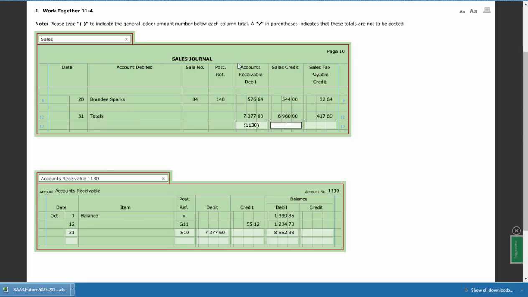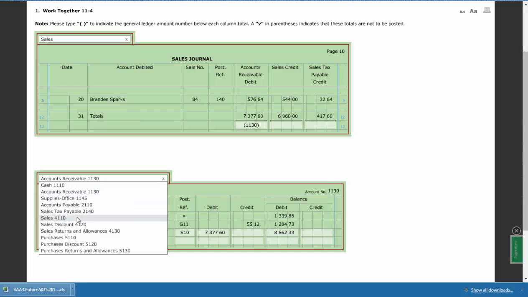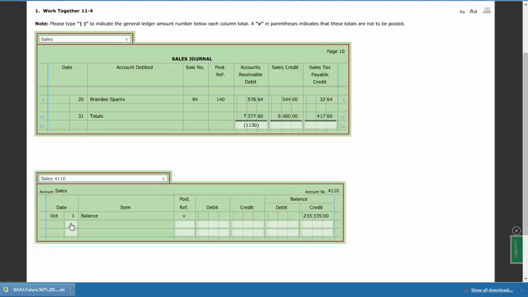My next column in my sales journal is my sales credit column. So I have to open my account sales. The date is the 31st. Post reference is S10. Sales is being credited $6,960. It previously has a credit balance of $233,335. So I add those two numbers together. The last step I do is always take that account number, put it back up top using parentheses to indicate, hey, I just posted.